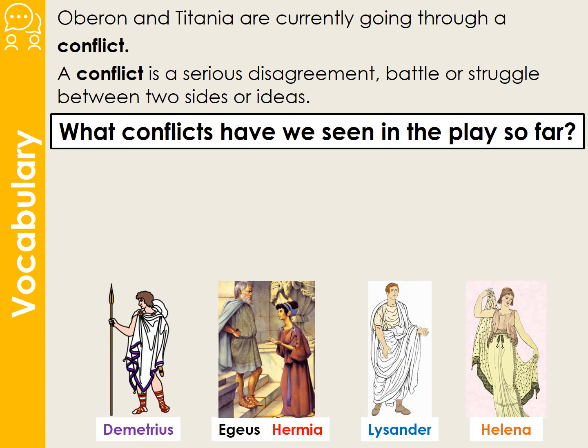So before we come back to Titania and Oberon, I'd like you to think about which conflicts we have seen so far in the play. So a reminder of the characters at the bottom there for you: Demetrius, Aegeus, Hermia, Lysander, and Helena. So you may want to pause the video or stop the PowerPoint just for a second before you come back to it. Which conflicts have we seen so far in these characters?